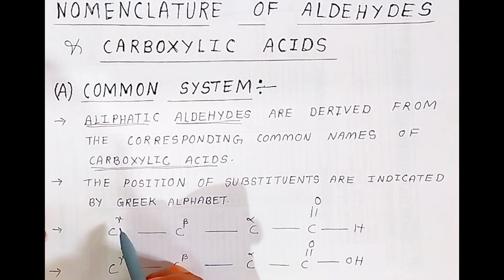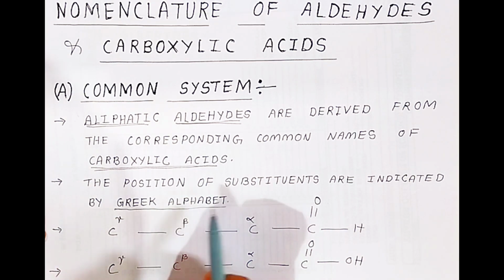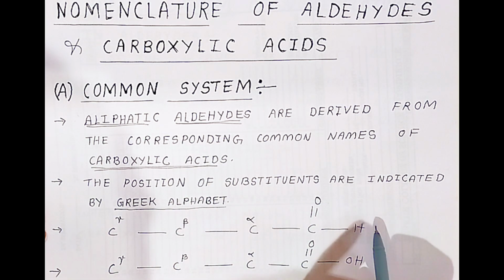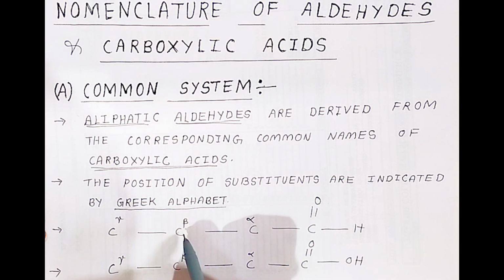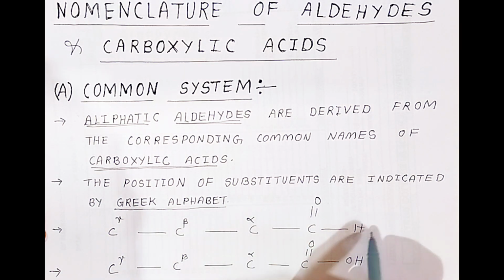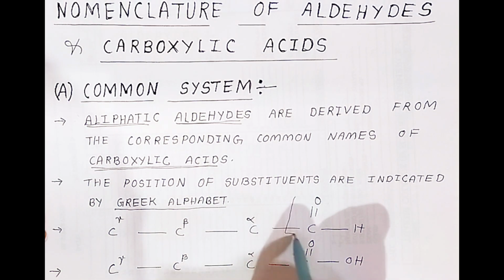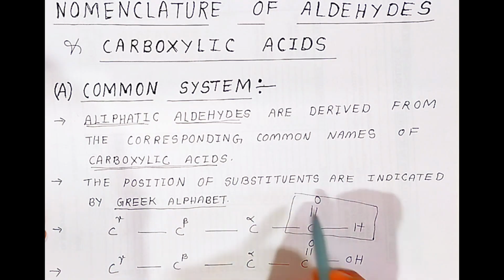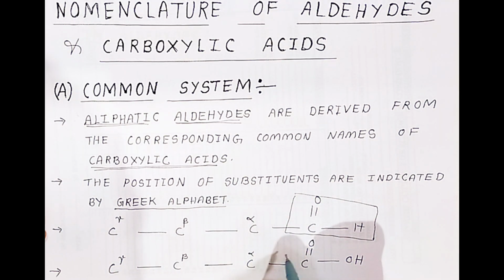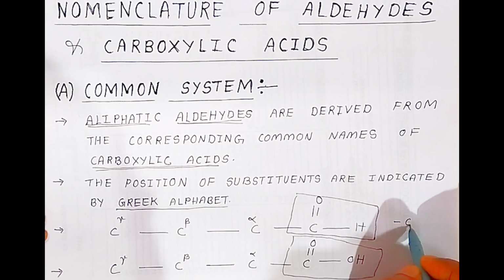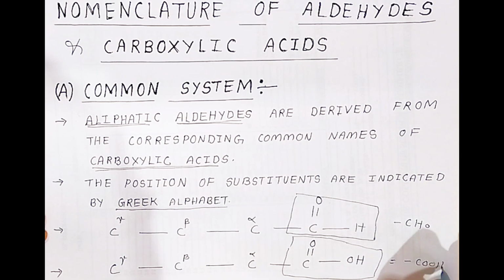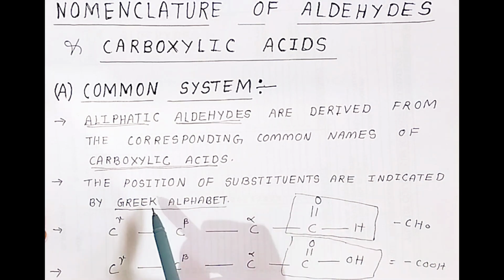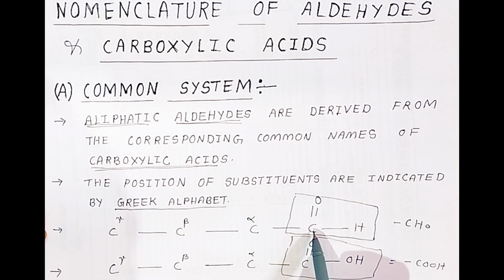Here, alpha, beta and gamma are the Greek alphabets. If a group is present at this carbon, that is the alpha carbon, this is the beta carbon, and this is the gamma carbon with respect to this aldehyde. This CHO is the functional group of aldehyde, and in short we call it CHO. This is also called COOH, that is, carboxylic acid.